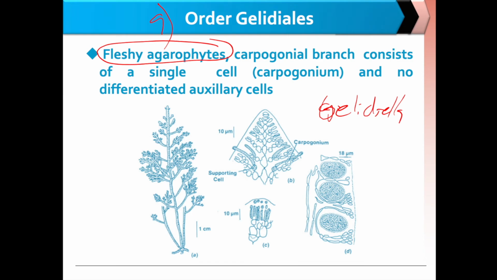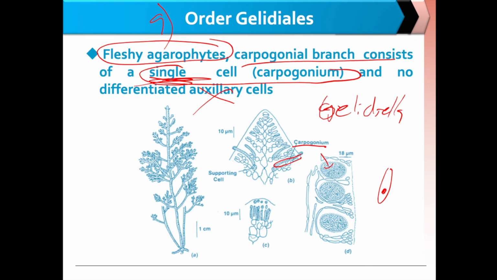So yeah, sila Gelidiella ay meron siyang carpogonial branch that consists of, tandaan nyo to, single cell carpogonium at wala siyang differentiated auxiliary cells. Okay, so meron siyang one cell carpogonium. Isang cell lang yung carpogonium mo na to na magpuproduce ng carposporophyte natin. Yung iba mas madami, di ba? Sa kanya, isang cell lang, magde-develop doon yung carposporophyte.